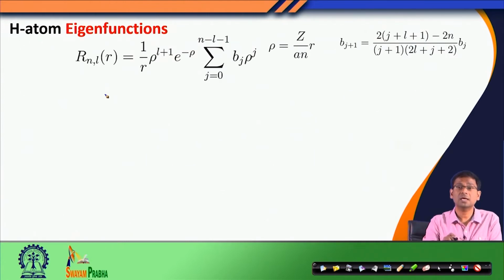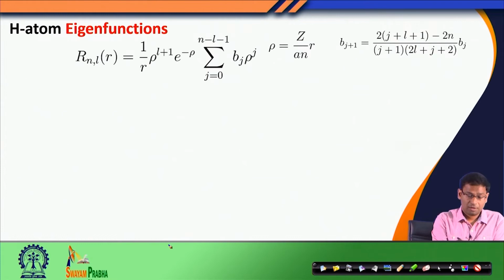But before we do that, let us understand a few more things about the radial part of the solution. So, this is the general form of the radial part of the solution, where b and a are the coefficients which are given by this expression that we have derived.